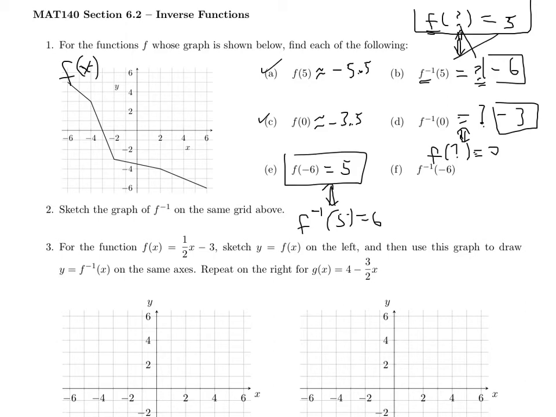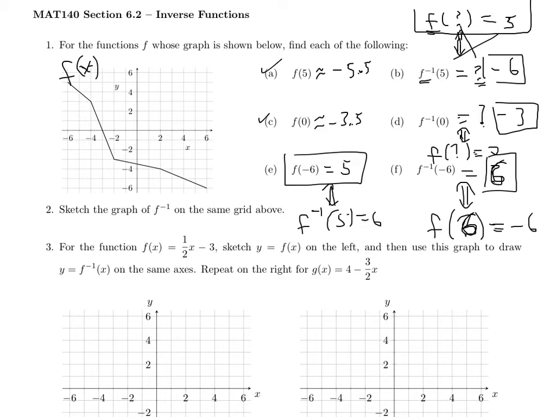And then finally, f inverse of negative 6 equals question mark is equivalent to f of what equals negative 6. And so again, on my graph, that means I'm looking for an output of negative 6, which happens when the input is 6. So the answer is that a 6 could go here, and so therefore this answer is 6.